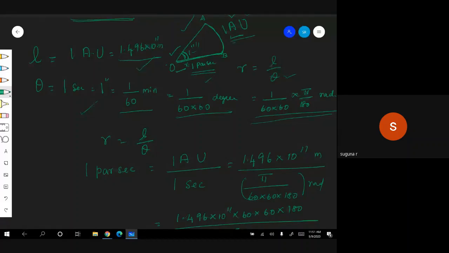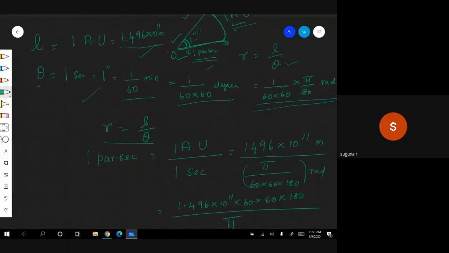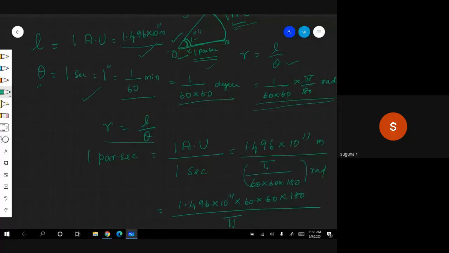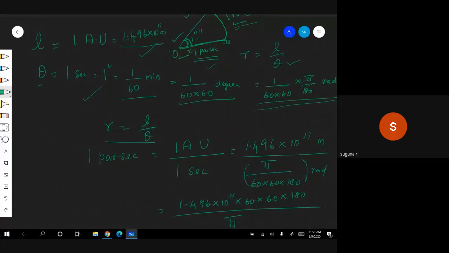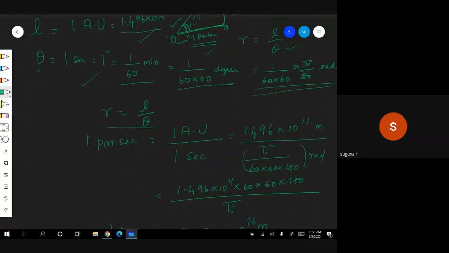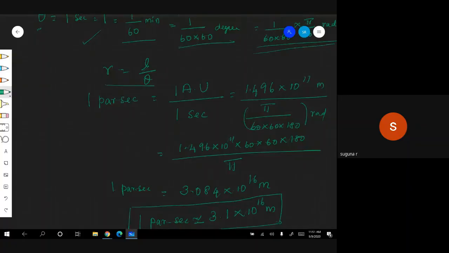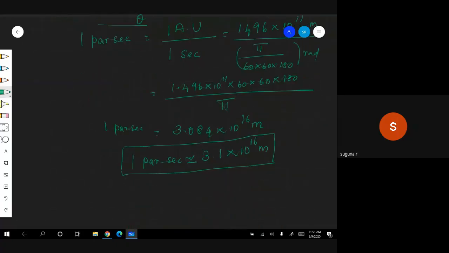You cannot say it is 1 radian, it is 1 second only. But for substitution, you are converting theta of 1 second to radian. The radian value is 1 by 60 into 60 into pi by 180. 1 radian means it is different; the angle, everything will be different. Is it clear? So 1 second is very important. For the calculation's sake, I have converted seconds to radians. Anyhow, 1 parsec is equal to 3.1 into 10 power 16 meter.